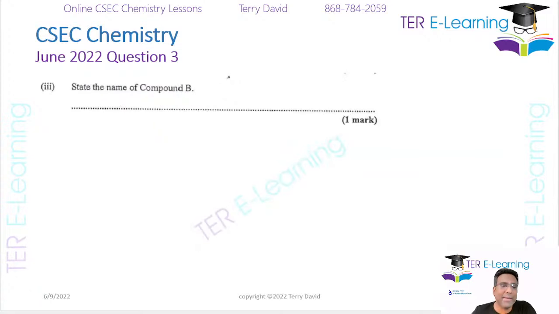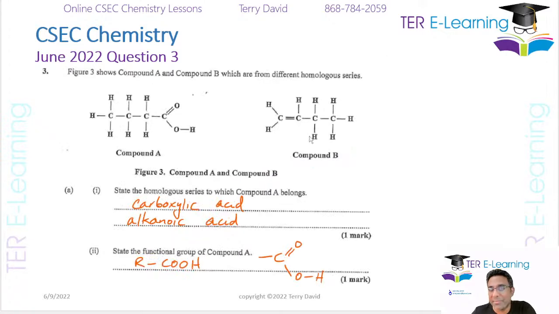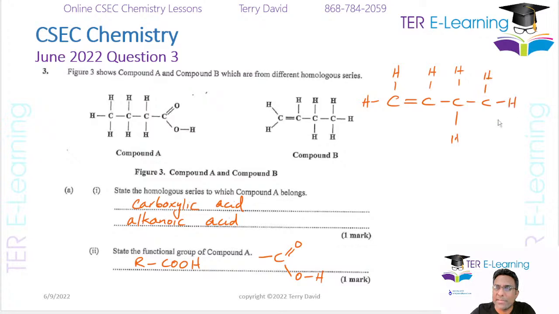And they said state the name of compound B. Now this one here, we need to be careful. You have 1, 2, 3, 4 carbons, right? Now, when you are naming an alkene, you have to state the position of your double bond. I hope that you all remembered to do that. So this compound here has four carbons, just like the acid. So therefore the root name is but, right? But you have to indicate the position of the double bond.